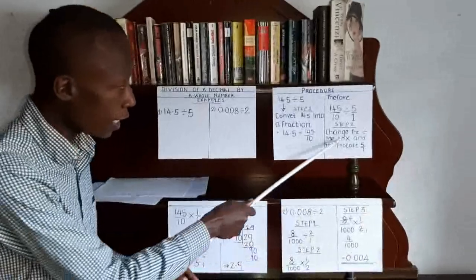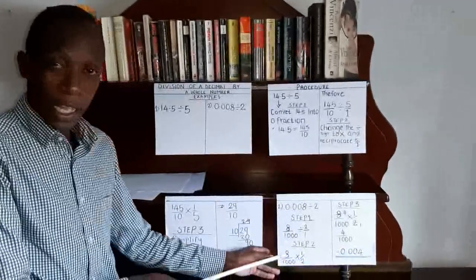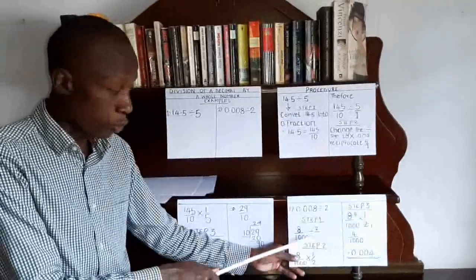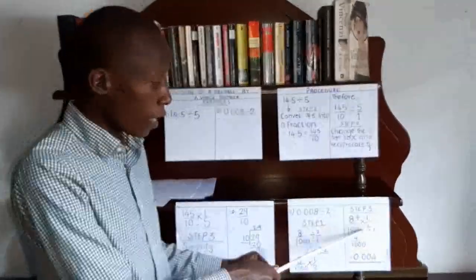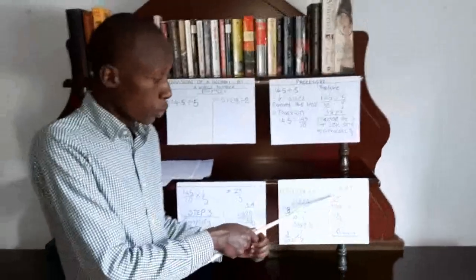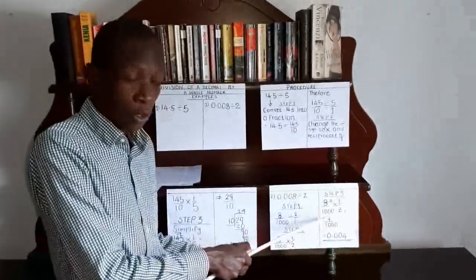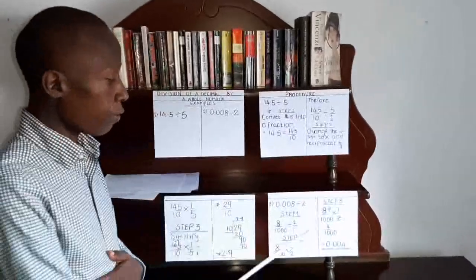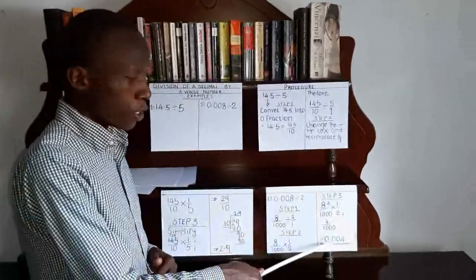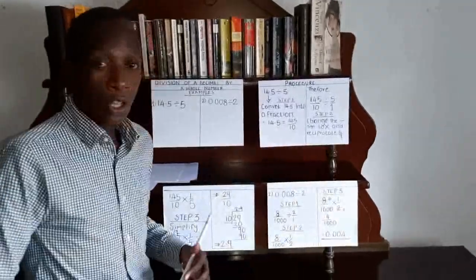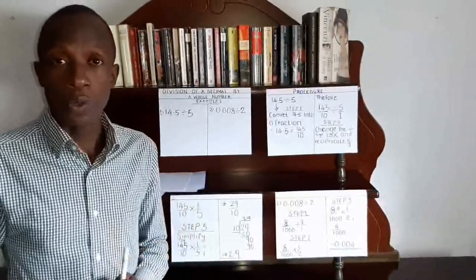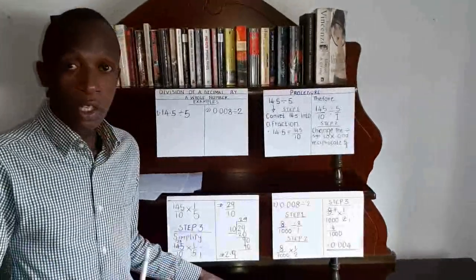Step 2, you change the sign and you reciprocate: 8 over 1,000 times a half, a half being the reciprocal of 2. Step 3, you simplify by 2, 1, 2 into 8, 4 times. So as a fraction it is going to be 4 over 1,000, but we want our answer to be a decimal. Therefore, it's going to be 0.004.